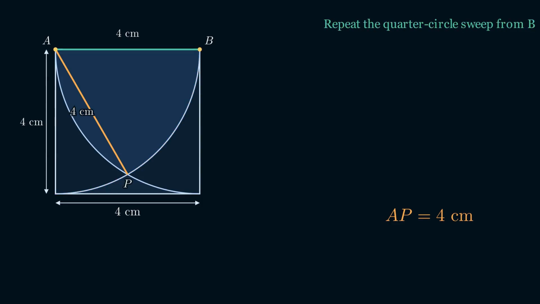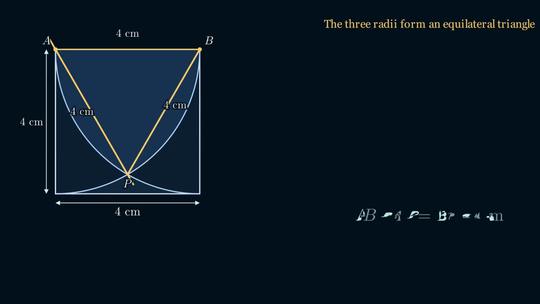Now repeat the same construction from B. B to A is 4 centimeters, so B to P is also 4 centimeters. The radius completes the 90-degree quarter turn, then returns to P. We now have AB, AP and BP all equal to 4 centimeters. Therefore, triangle ABP is equilateral. So angle A, angle B and angle P are each 60 degrees.